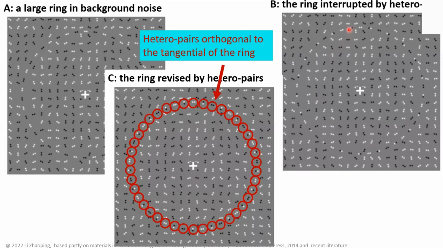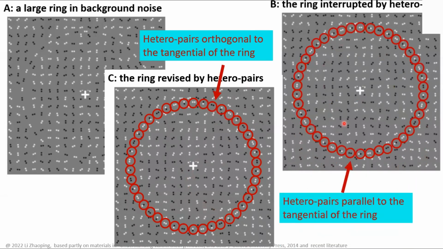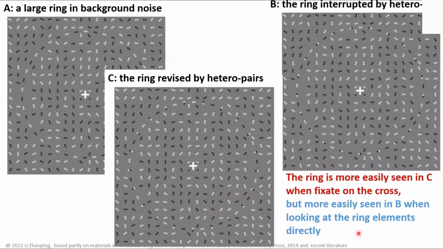Okay, so the only difference is this is parallel, this is perpendicular, but if you fixate here, and in both you fixate, in B and C, which one is more easy to see the ring? B, yeah? So here's demonstration. Indeed, this is an illusion. It's in your peripheral visual field. They say, how did you predict it?